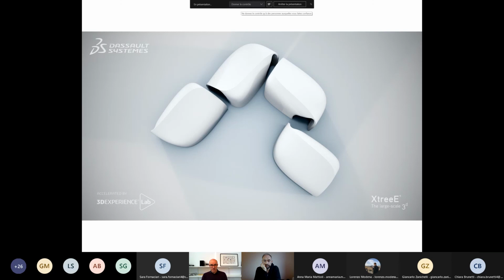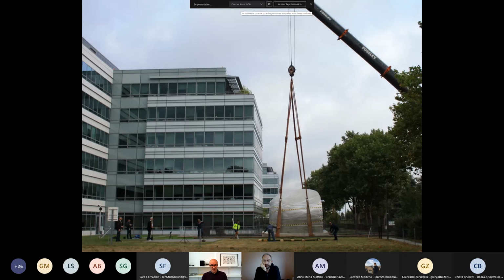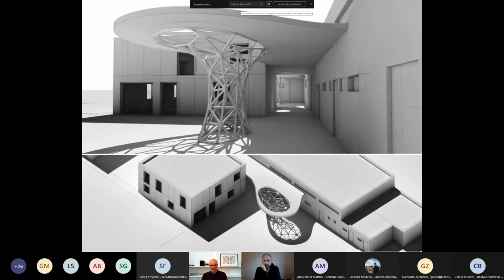We also built a small pavilion for them, like this. It was this pavilion that was installed in the suburb of Paris. So it was the launching of this pavilion. Also in 2012, we designed this project with an architect from the south of France, Marc Dalibard.